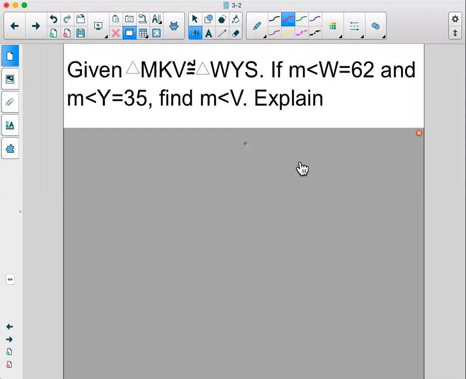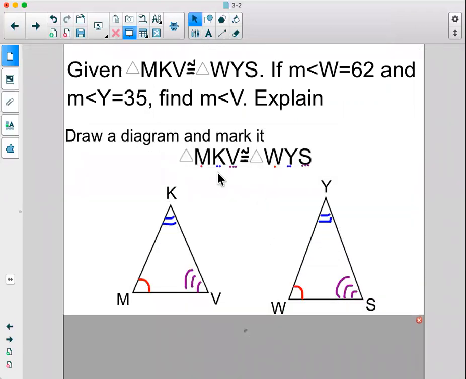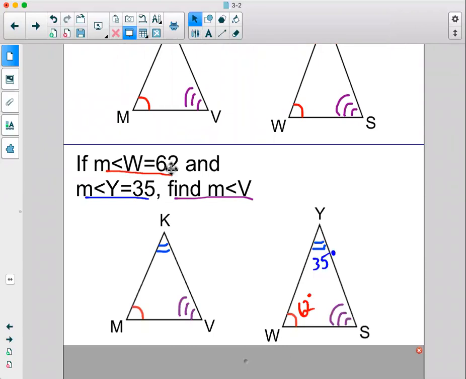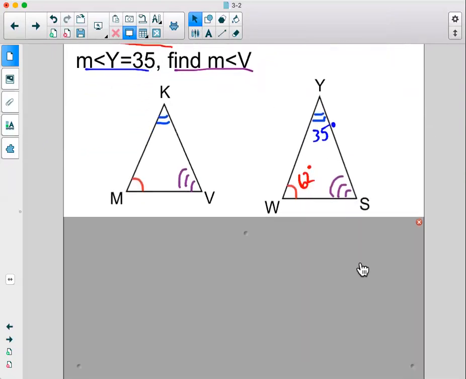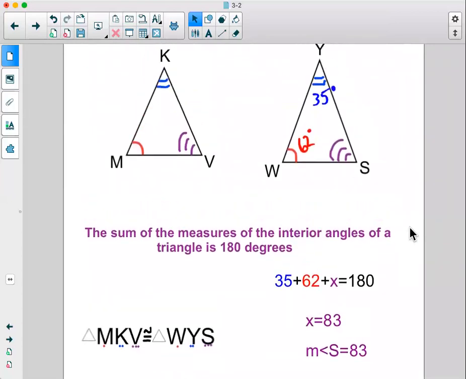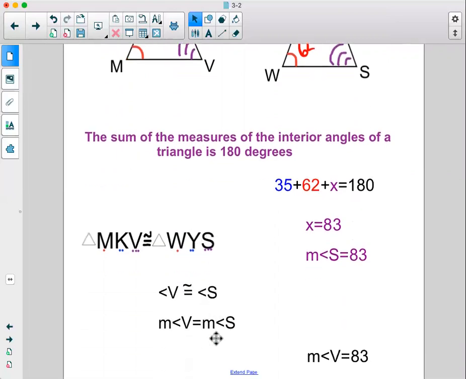Pause and solve for the measure of angle V. First thing you want to do is draw your diagram and mark it according to the congruency statement that you're given. Then you want to mark any information you're given about angle measurements onto the diagram. And then you can use triangle sum to find the measure of angle S, knowing that S and V are congruent according to this congruency statement.